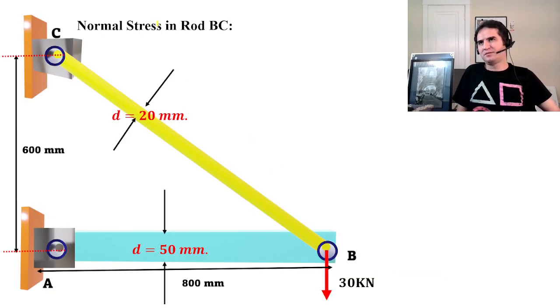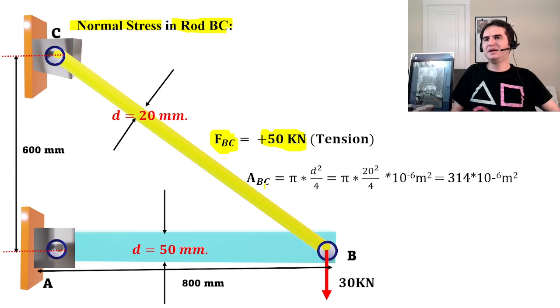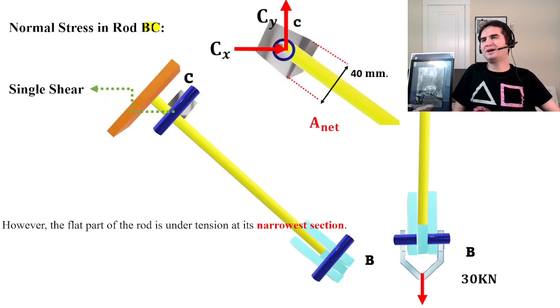So let's start with normal stress at rod BC. We already know FBC: rod BC has a tensile force of positive 50 kilonewton, and the area of BC is just a cylinder with a diameter of 20 millimeters. That's pi times d squared over 4, a quarter of pi d squared, which is 314 times 10 to the negative 6 meters squared. And the stress is force over area, and if you do the math, it gives you 159 megapascal.